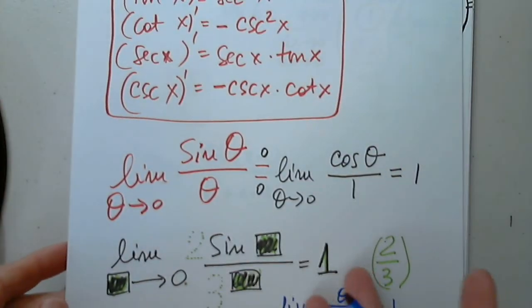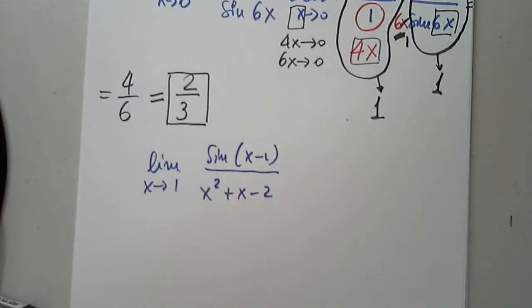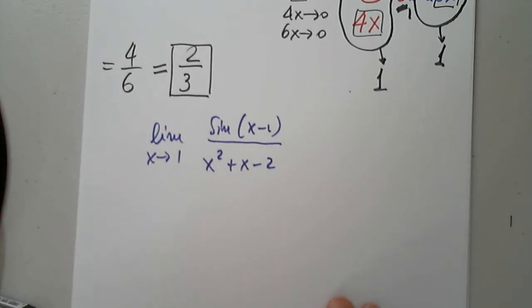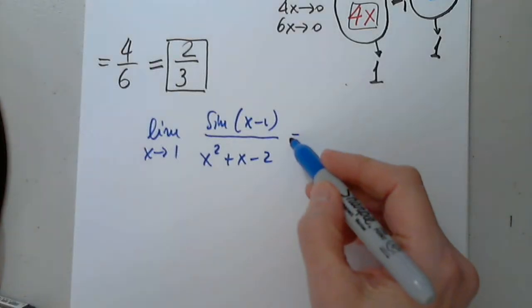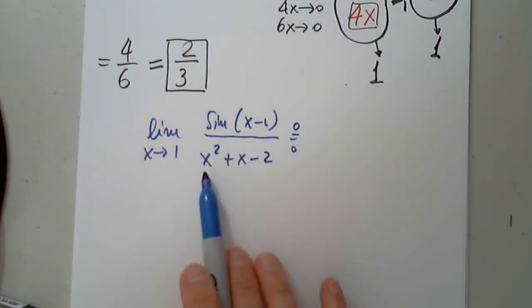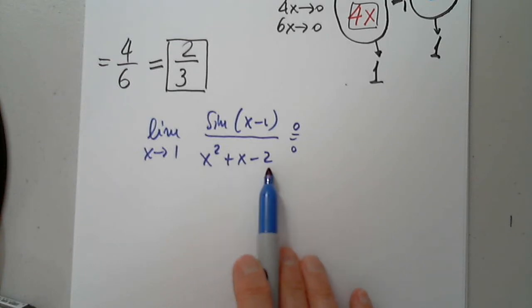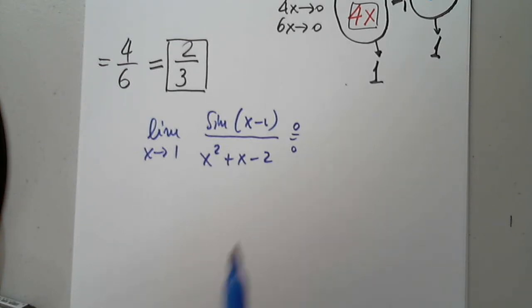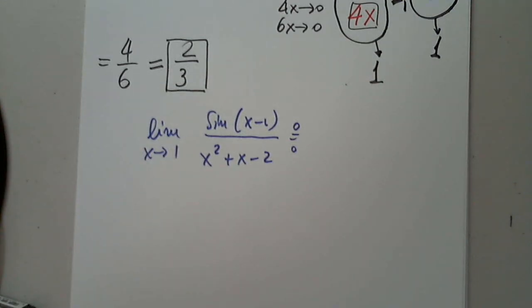Connected to this? I don't see it. Well, it is, as long as we realize that this is 0 over 0, because sine 0 is 0, 1 plus 1 is 2, 2 minus 2 is 0. No, we will not use L'Hopital's rule, not yet, on this. And what do you think we need to do?